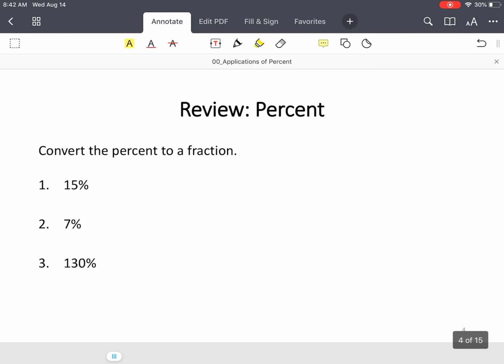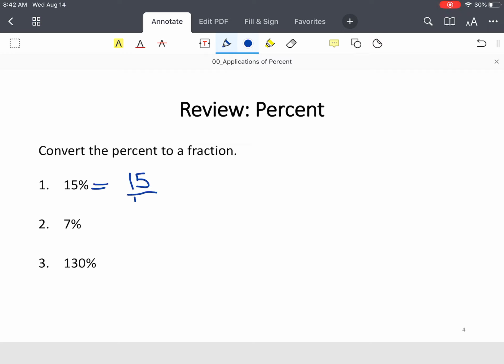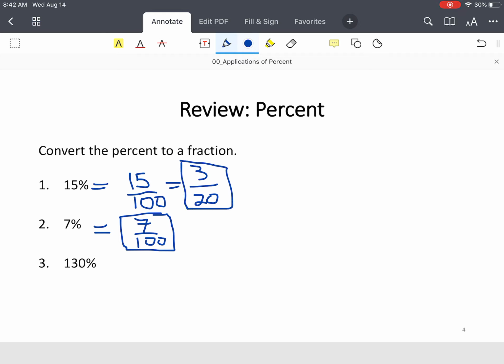All right, so now we're going to go from percents to fractions. All we do in this case, remember, percent is out of every 100. So 15 out of 100. You always simplify it. All right, 5's the greatest common factor, so this would be 3 out of 20. All right, 7 out of 100. 7's a prime number, so you don't have to simplify any further. All right, so those are simplified fractions.